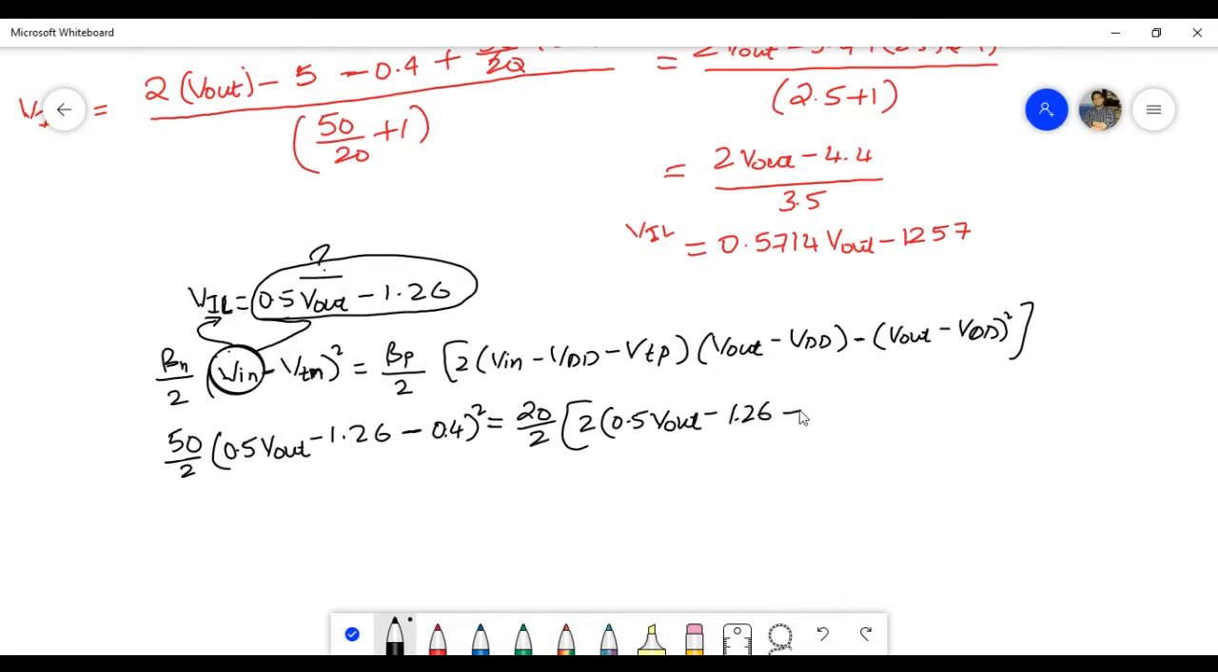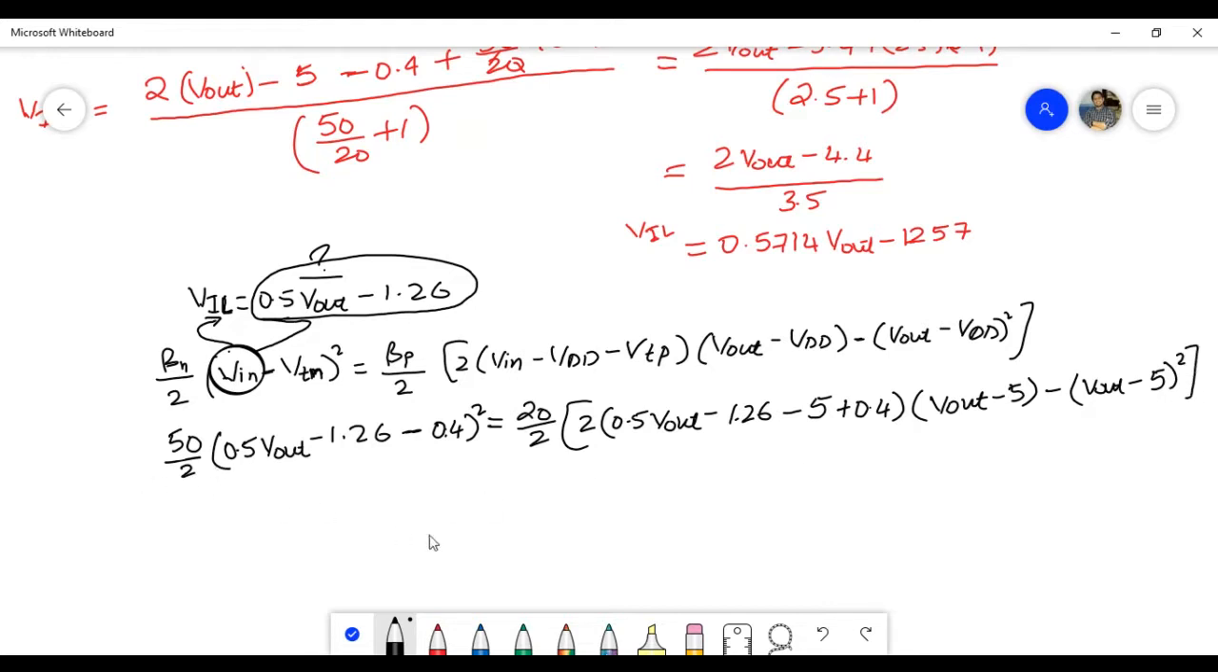Okay, this is our VIL, and VDD is 5 volt, minus VTP is how much? VTP is given as plus 0.4. This is our first part. Next, V out is unknown, V out minus VDD is 5, minus V out is unknown, minus VDD is 5 square. This is the term.